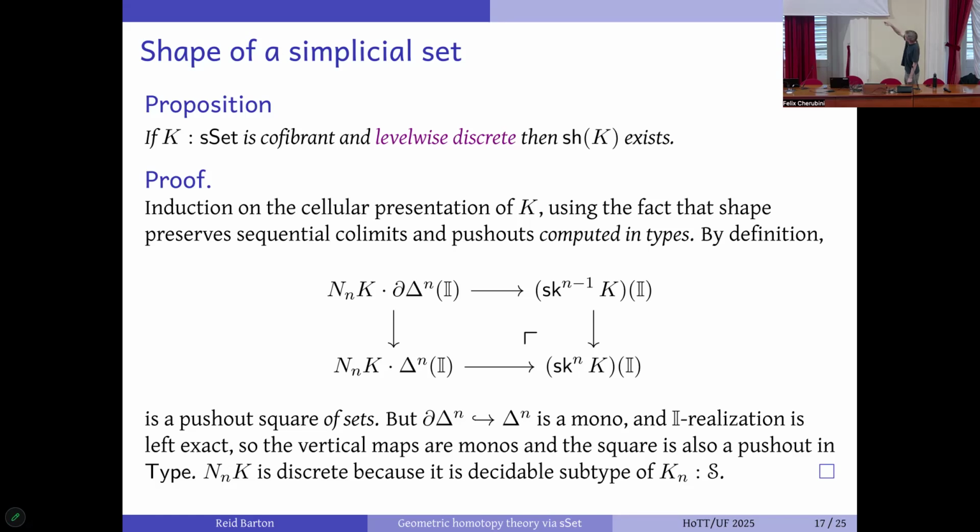And why is this left leg a monomorphism? Well, in simplicial sets, the inclusion of the boundary in the simplex certainly is a monomorphism. And the hypotheses on the interval are exactly what I need to know that this realization functor preserves finite limits, or is left exact, which means it also preserves monomorphisms. And so this left leg after realization is still a monomorphism. So when I form this pushout, it's a pushout both in sets and in types. And so if I take its shape, I get a pushout of shapes, which is the thing that I want. And so that's the key point in this otherwise mechanical argument.